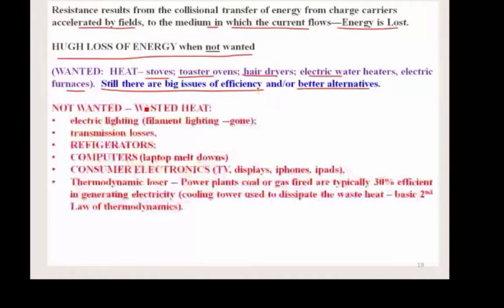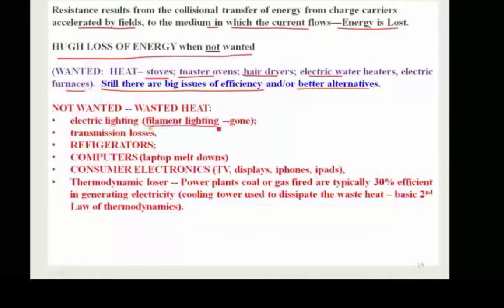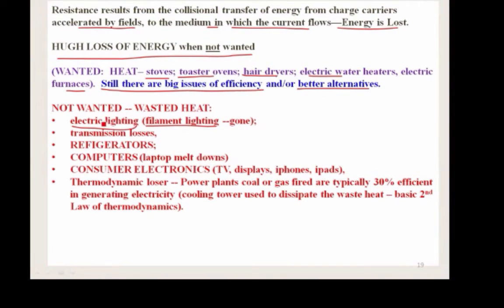What about unwanted or wasted heat? Lights are becoming more efficient. Filament lighting is almost gone. It does in fact lead to heat, which you'd like to totally get rid of. You'd like all your energy to go to light, and so far we have not been able to achieve that. The transmission losses are a big problem, and that's where these issues of efficiency come in, because it does take energy just to get energy delivered.